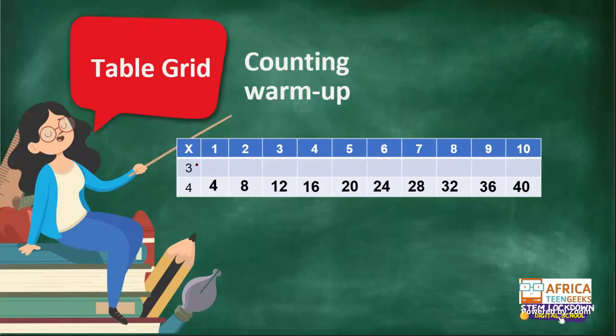Right. I'm going to do it again. 1 times 4 equals 4. 2 times 4 equals 8. 3 times 4 equals 12. 4 times 4 equals 16. 5 times 4 equals 20. 6 times 4 equals 24. 7 times 4 equals 28. 8 times 4, because we're doing the 4 times table, is 32. 9 times 4 is 36. And 10 times 4 is 40.